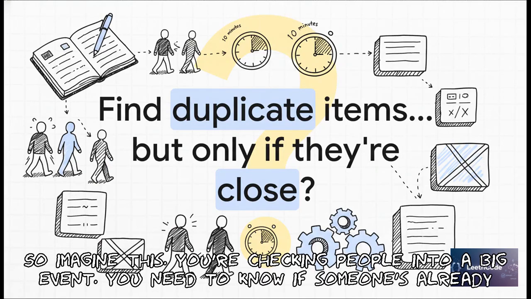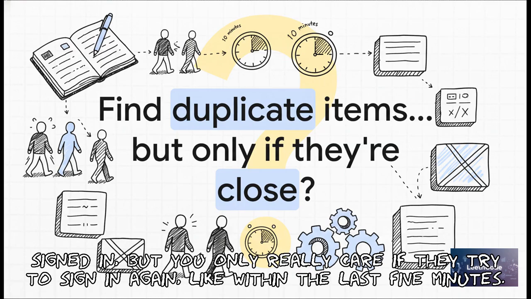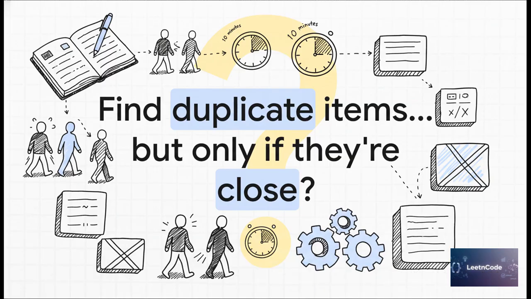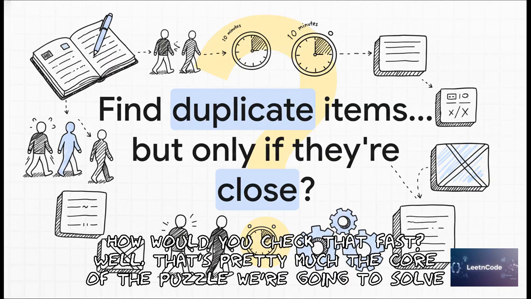You're checking people into a big event. You need to know if someone's already signed in, but you only really care if they try to sign in again, like within the last 5 minutes. How would you check that fast? Well, that's pretty much the core of the puzzle we're going to solve today.